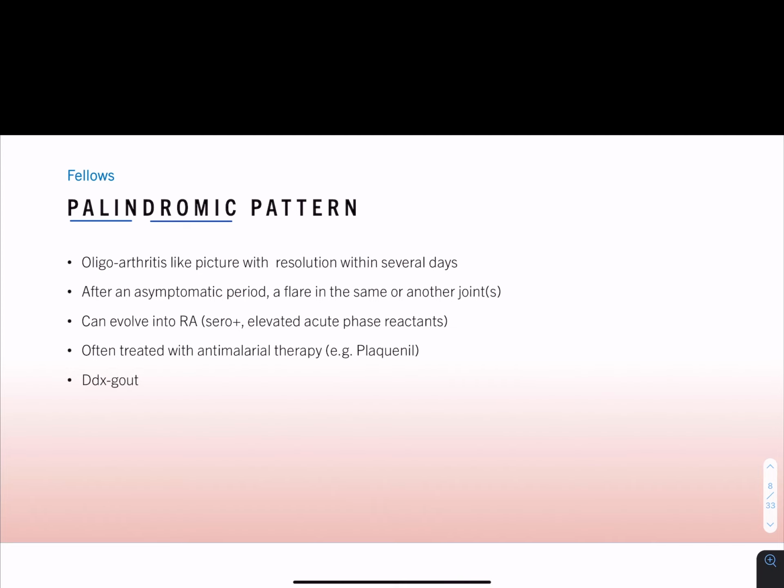Patients will develop single or a few joint synovitis, which will resolve within several days. After an asymptomatic period, a flare may occur in the same joint or a different joint. They can evolve into rheumatoid arthritis, unfortunately, especially if they have seropositivity or elevated ESR and CRP. Usually, these patients are treated with Plaquenil, and a joint synovitis that improves on its own in a few days, only to return later on in the same joints or different joints. Sounds a lot like that, right? Therefore, that's one of the differential diagnoses you can consider for palindromic rheumatoid arthritis.